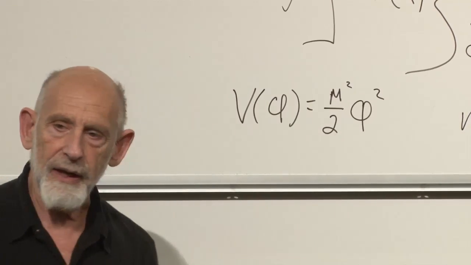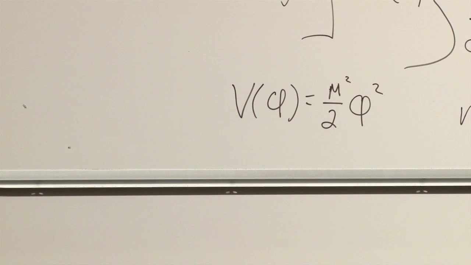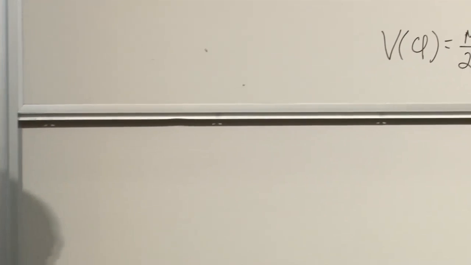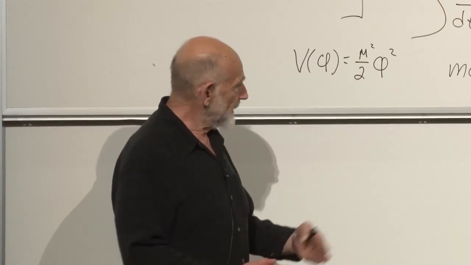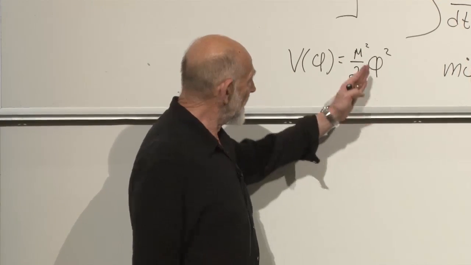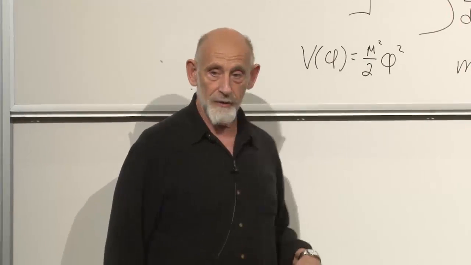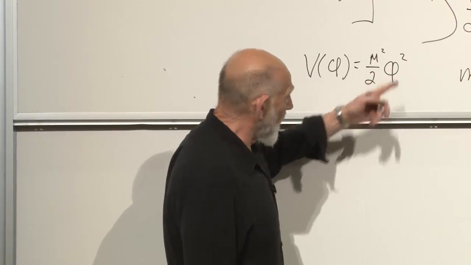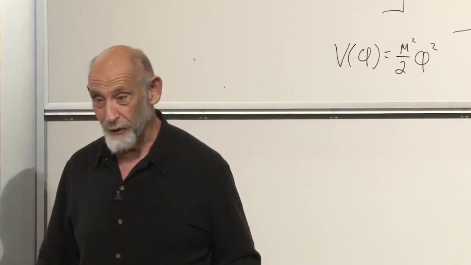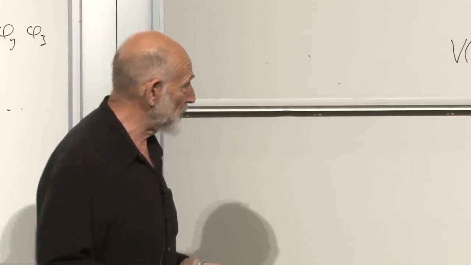What would this be in the case of ordinary classical mechanics, where phi really stood for the position of a particle? Spring constant. Yes, you said it. This would be mu squared times the displacement. This would be a harmonic oscillator with a spring constant mu squared and a quadratic potential energy, like 1/2 kx squared. That's what this would be.